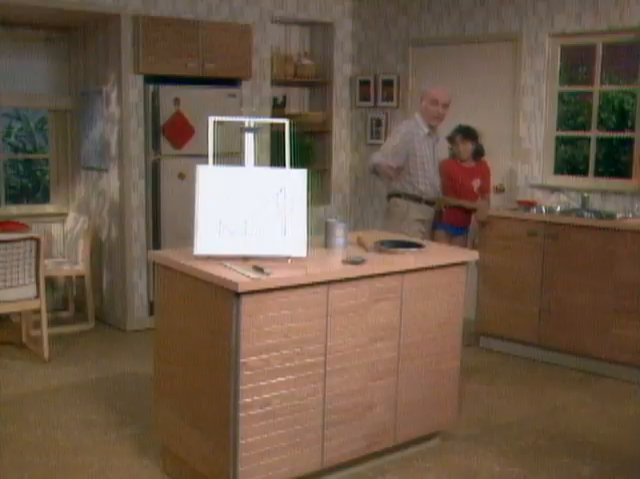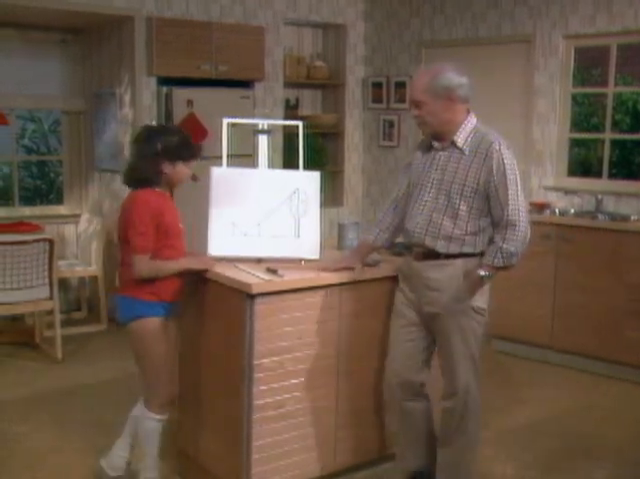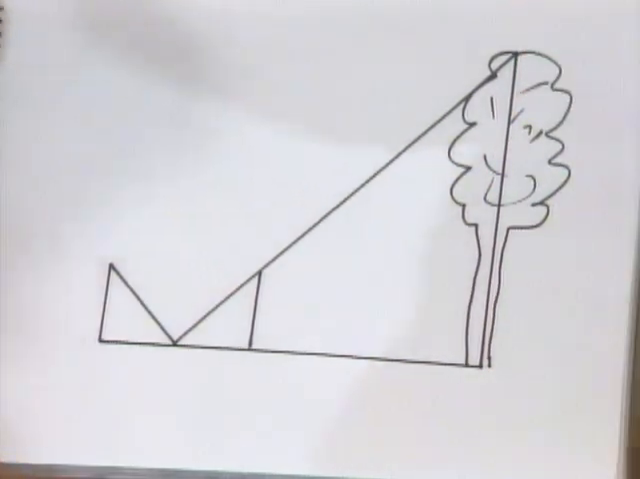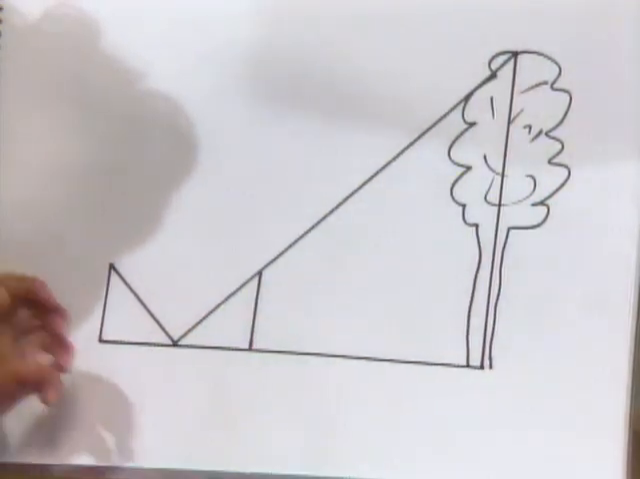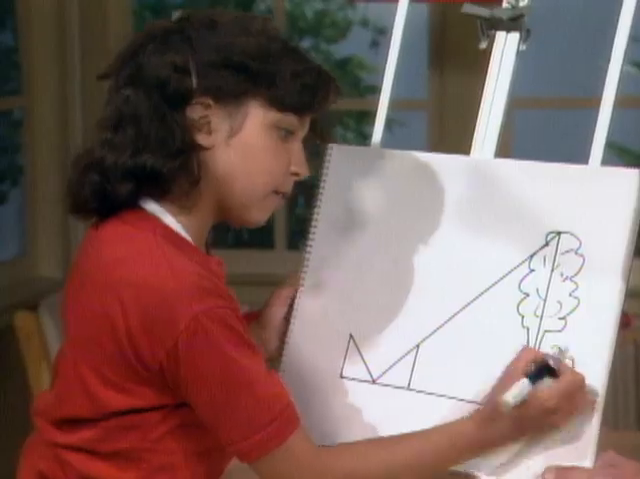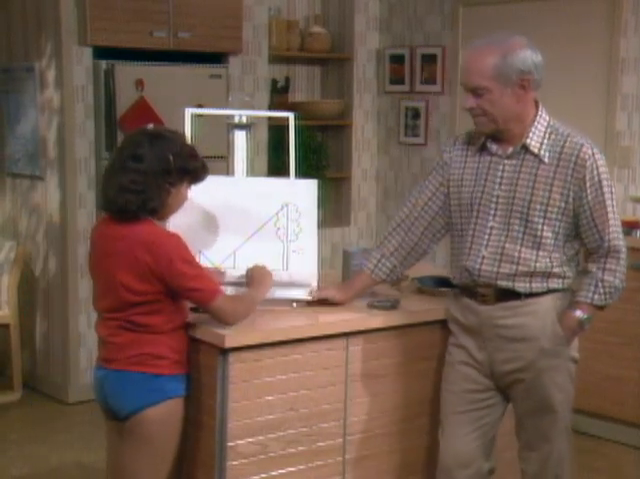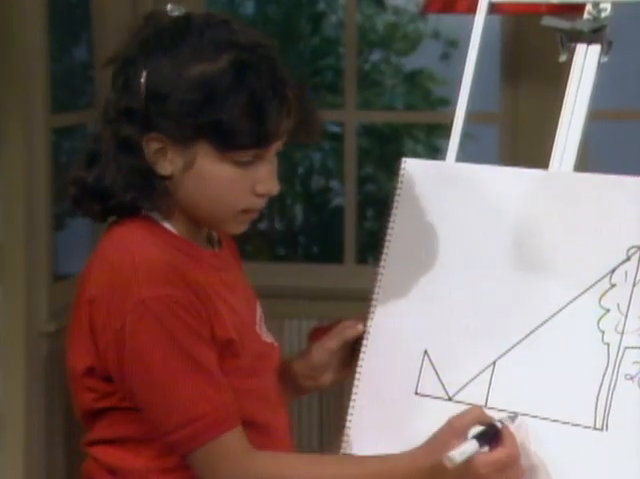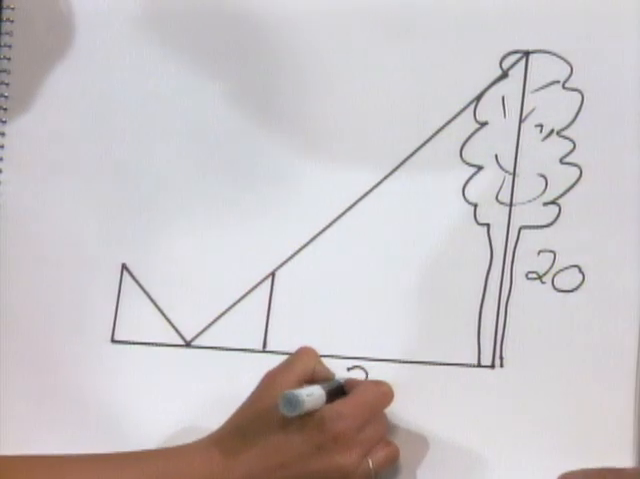Well, come over here, I'll show you. I have it all drawn out for you. First, you have to find out something about triangles. Here's the tree. Measure the height of the tree here on the drawing. That's 20 centimeters. Okay, so put 20 right there. Now measure the distance from the base of the tree to that point right there. That's 20 also. So they're both the same.